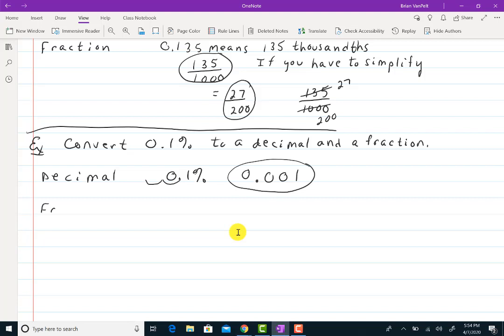As a fraction, we have 0.001 equals 1 thousandth. So 0.001 equals 1 over 1,000. And anytime you have a numerator of 1, well, you know it's simplified.